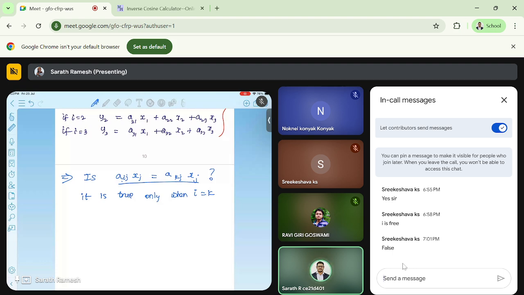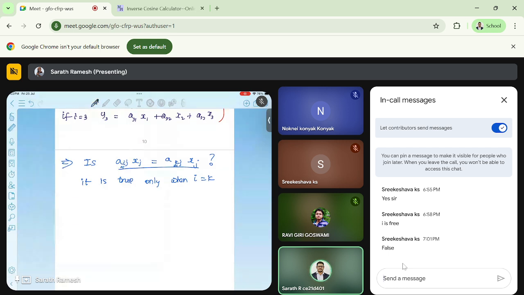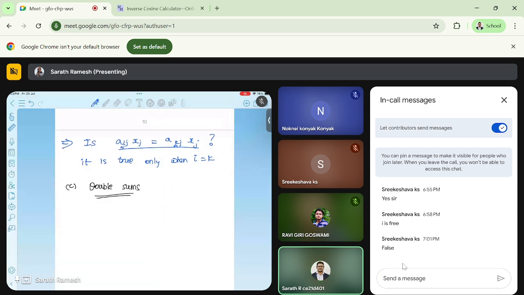Next, moving on, the third concept in the indicial notation, double sums. Suppose we have to expand a_ij x_i y_j. Okay, so this is the expression that we have. What we need to do is expand this. So how will we do it?